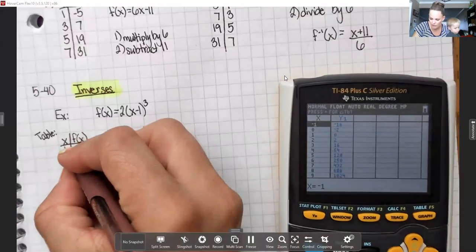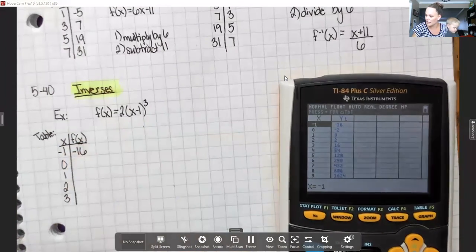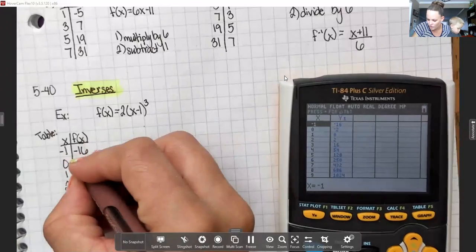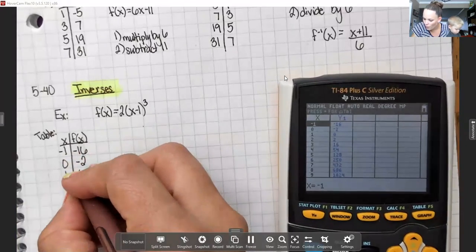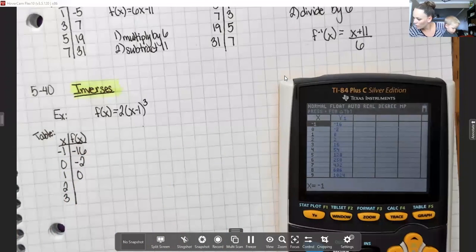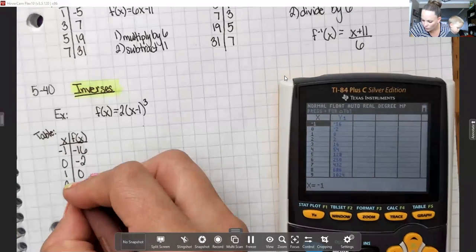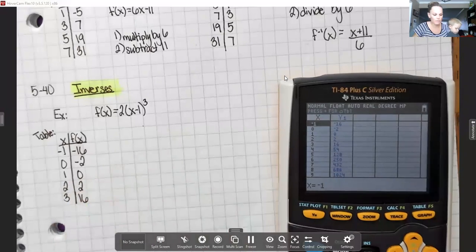So at -1, we're at -16. At 0 is -2. 1 is 0. 2 is 2. And 3 is 16.